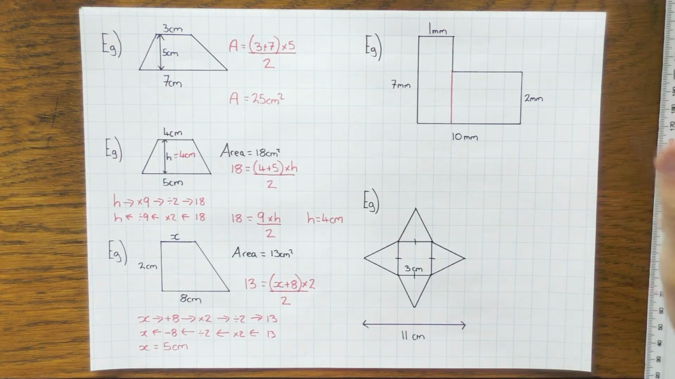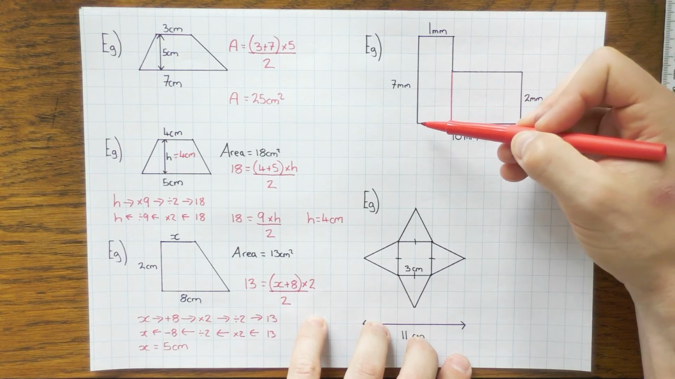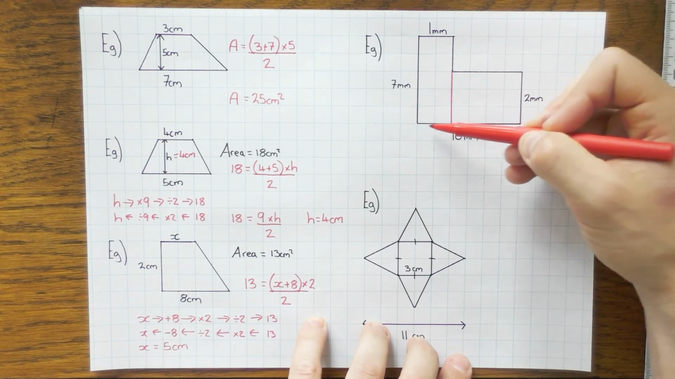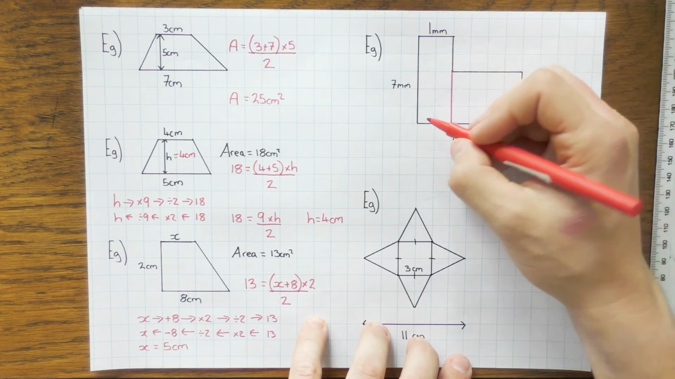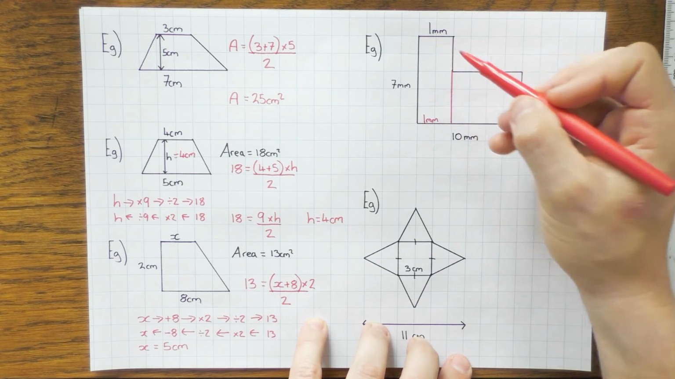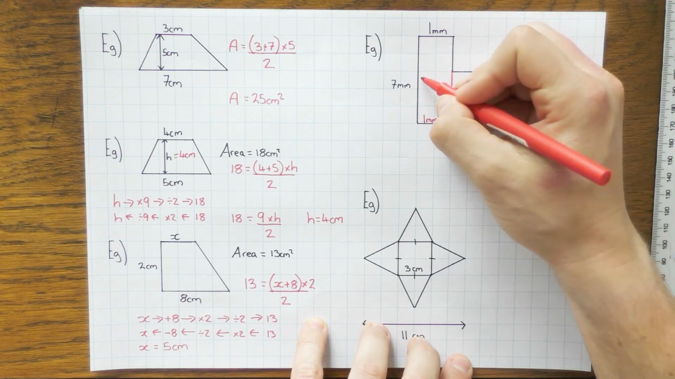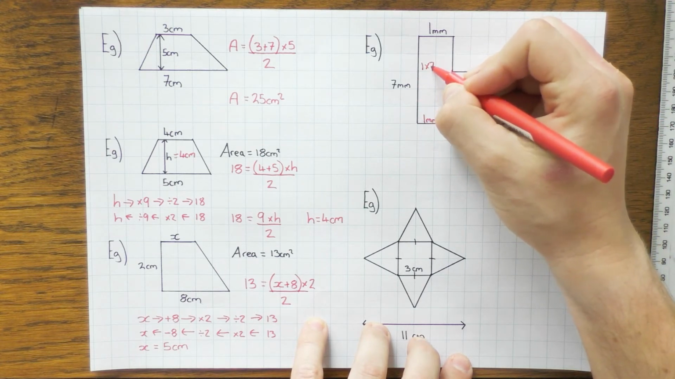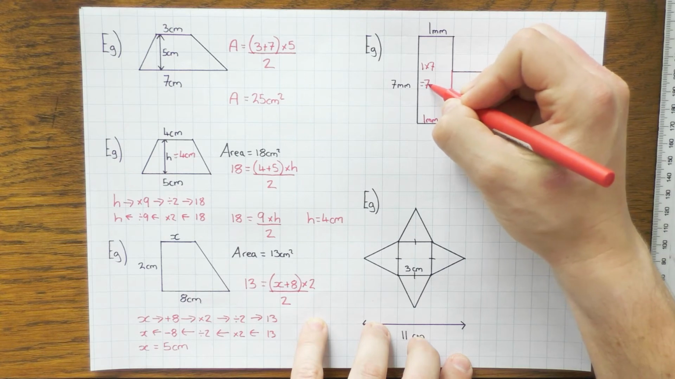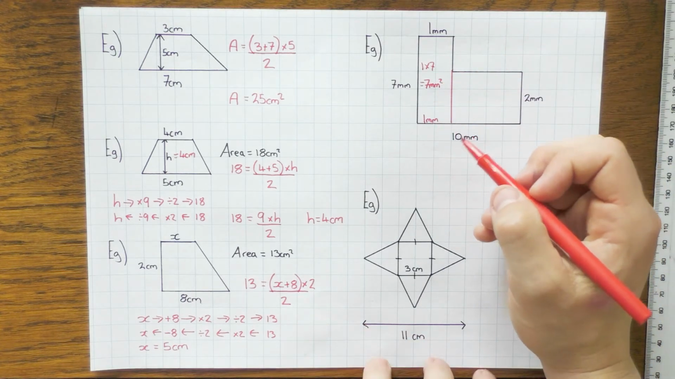Okay, so this rectangle here, just like we learned before, is going to be the base times the height. Well, the base here is just going to be 1 millimeter, because the base there and the top there are just going to be the same. So to work out the area of that, base times height, so 1 times 7 is going to give me 7 millimeters squared. Notice the units are now millimeters, not centimeters.